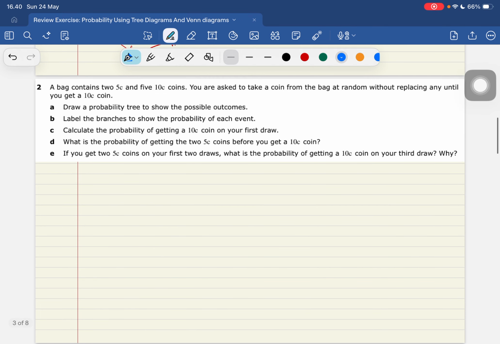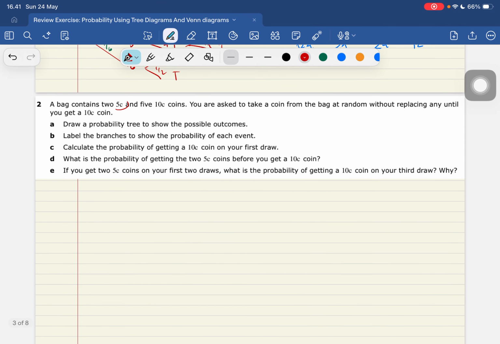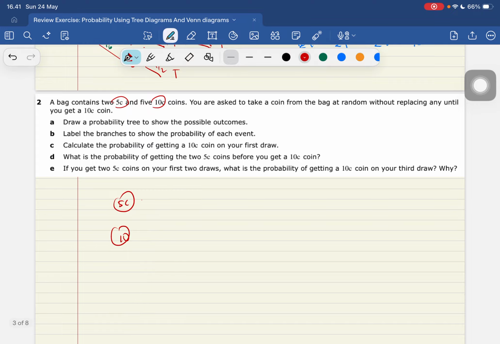Okay, number 2. Draw a probability tree to show the possible outcomes. A bag contains 2 5-cent coins and 1 10-cent coin. So we've got 5 cent here and 10 cent. You are asked to take a coin from the bag at random without replacing until you get a 10-cent coin. Okay, here also if 5, we need to get again. So the probability is going to be 5 cent and 10 cent. Okay, let me rewrite again.